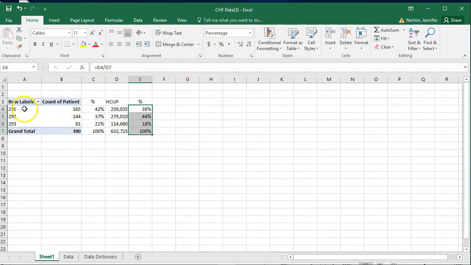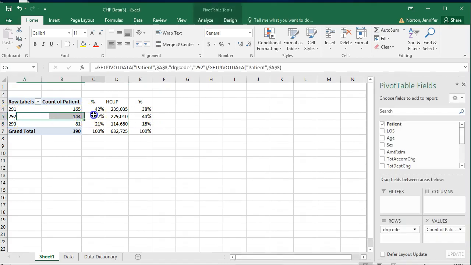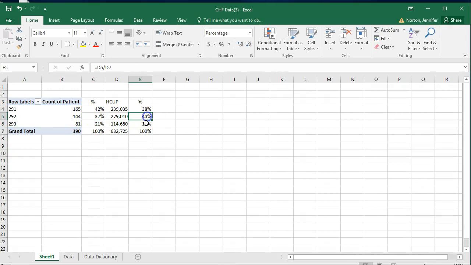So if we see that in our data set, the patients represented by the 291 DRG is 42%, but in that national average, that national statistic, the overall patients that represent the 291 DRG is just 38%. And then, so you'll see the percentages for each one of these are somewhat different. So that should help you answer that next question.